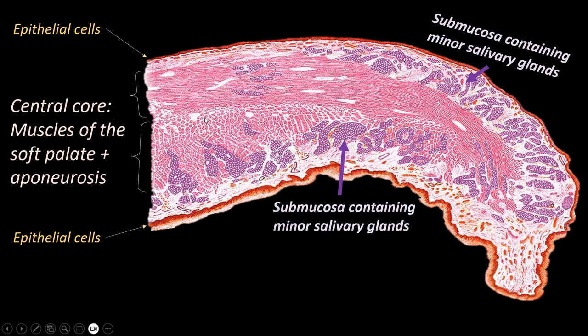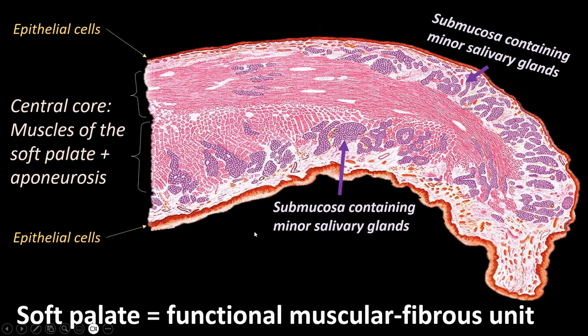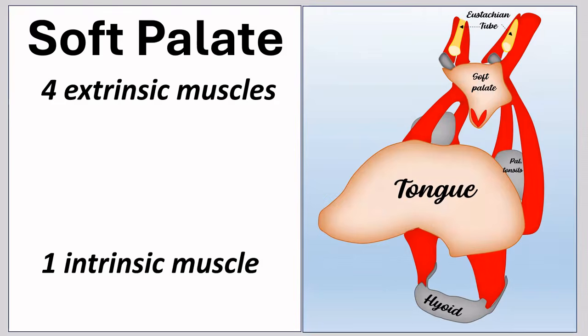So when we look at the core of the soft palate, what do we see? We see muscles which are attached to a central aponeurosis. So the soft palate, if you think about what that structure is exactly, is basically some kind of muscular fibrous unit. And it is composed of 4 extrinsic muscles and 1 intrinsic muscle. And each of those muscles we've already discussed in this presentation and a previous presentation on the nasopharynx.